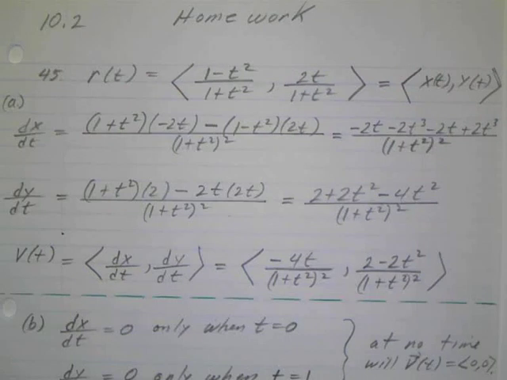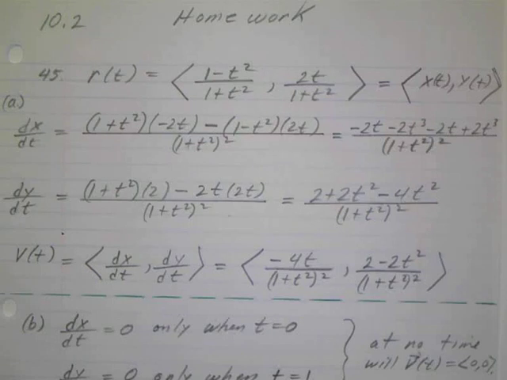This is number 45 from section 10.2, and it says a particle moves on the circle x squared plus y squared equals 1, so that its position vector at any time t greater than 0 is given by (1 minus t squared) over (1 plus t squared). That's the horizontal component. And then 2t over (1 plus t squared), that's the vertical component.